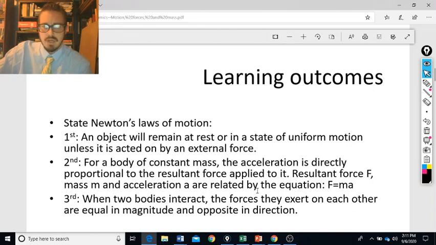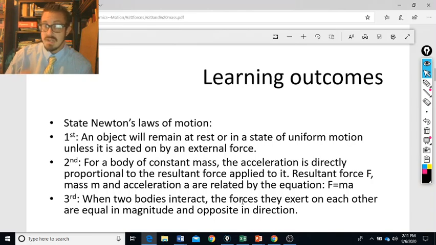The third of Newton's laws of motion says, when two bodies interact, the forces they exert on each other are equal in magnitude and opposite in direction. So forces exist in pairs, equal in magnitude, opposite in direction. Newton's third law force pairs are always acting on two different objects. So when we're drawing a free body diagram, we're typically considering the forces that are acting on a single object. Remember, though, that a Newton's third law force pair is between two different objects.